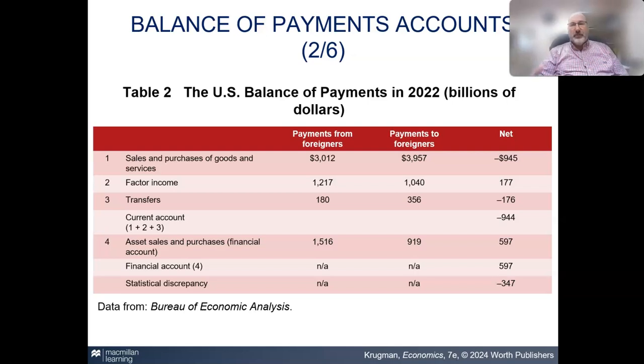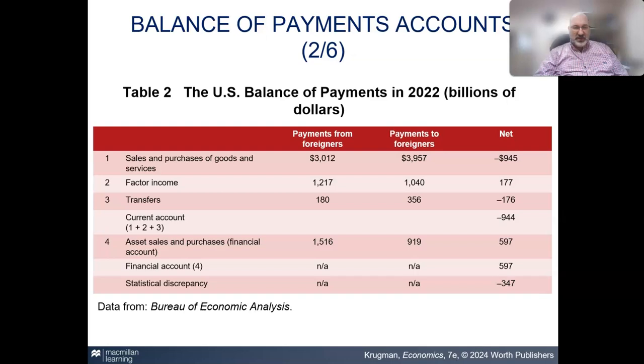Factor income. So these are payments to factors that produce something. Labor is a factor, capital is a factor, land is a factor, those kinds of things. You can purchase land, you can purchase capital, and you basically rent labor, pay people, right? So $1.2 trillion payments from foreigners and payments to foreigners about $1 trillion. So there was a net 177 billion dollars there.